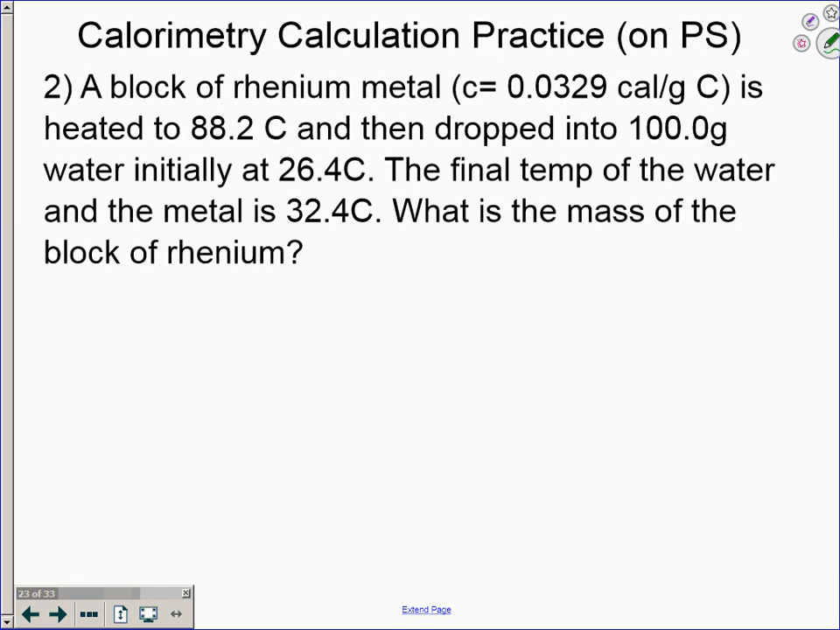Okay, so give me a thumbs up if you read this question and you understand how to set it up. Read it and give me a thumbs up if you understand how to set it up. Sometimes that's the hardest part. Read it first.